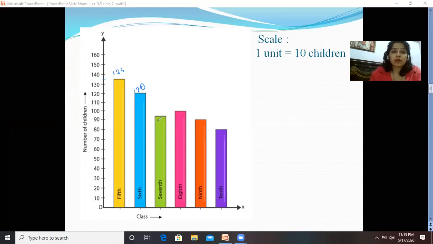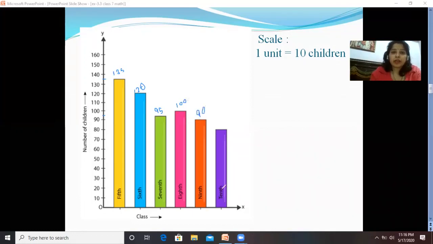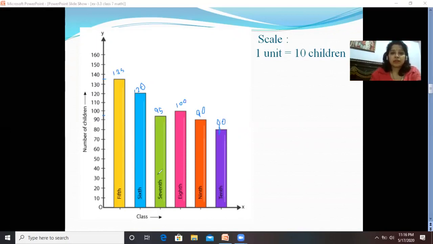For the 7th, you can see it's a middle line 5, so it must be 95. Next is the 8th, and it is 100. So for that, you can consider directly. And the 9th is 90. We have to mention here 90. And the last is 80. So we can write here 80. So like this you have to consider.